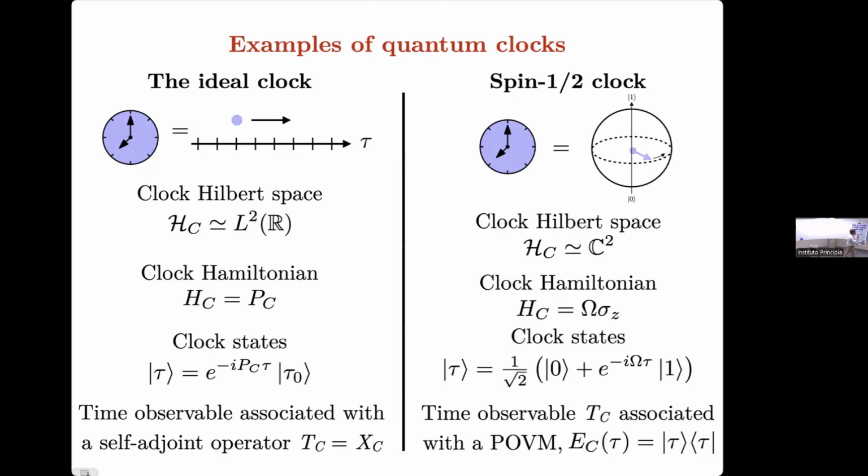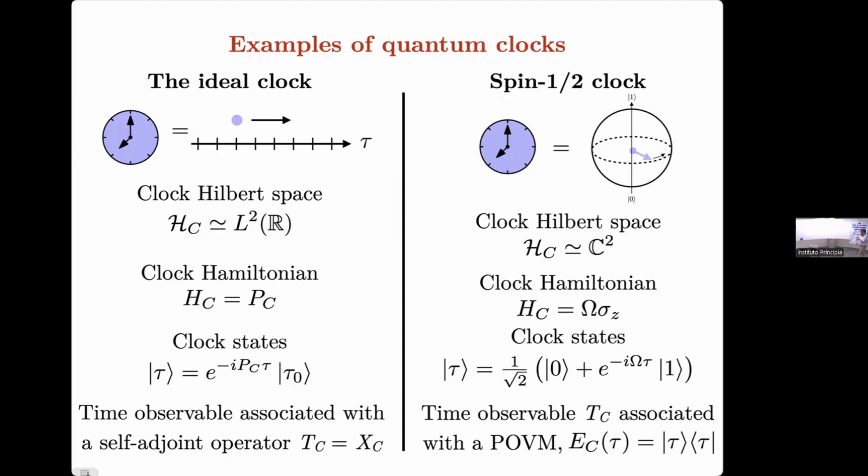A different type of time observable you could look at is a qubit. So you might imagine your clock Hilbert space is just C2. And then your Hamiltonian, maybe it's a spin-one half particle in a magnetic field oriented along the Z axis, is just going to be proportional to sigma Z. So in this case, you can pick a clock state. The clock states tau are going to correspond to points on the equator of the Bloch sphere.